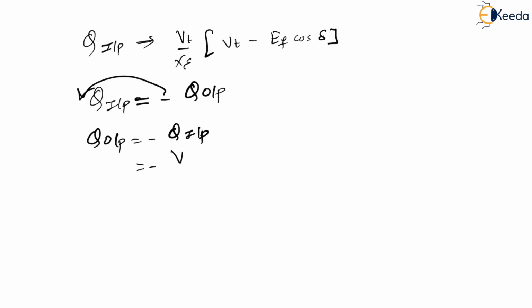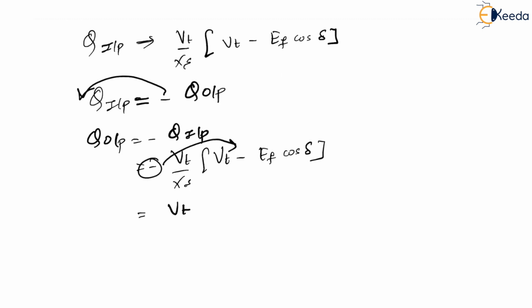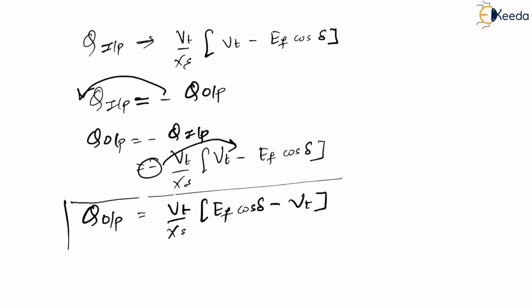Yes, so minus Q input is what? Minus of Vt by xs into Vt minus Ef into cos of delta. Yes or no? Which is nothing but what? Minus goes inside, so this can be interchanged, no? So it becomes Vt by xs into Ef cos delta minus Vt. This becomes my Q output of the motor.